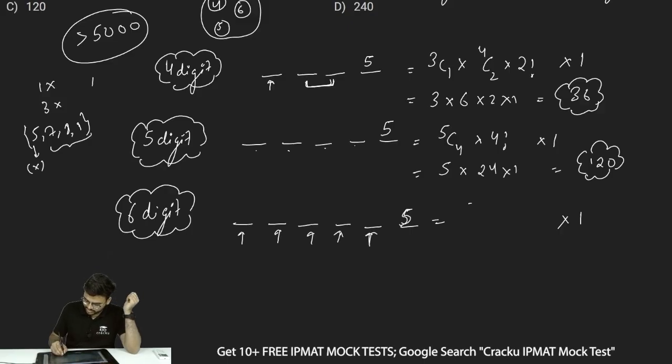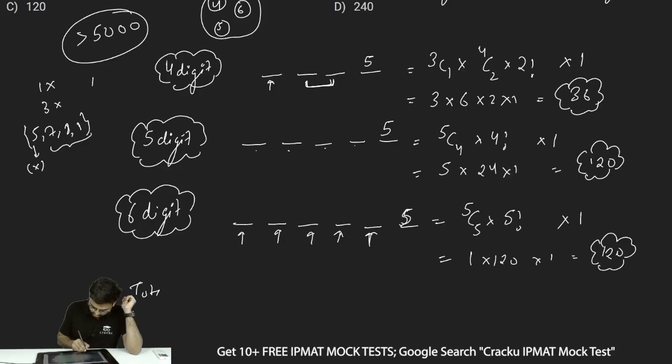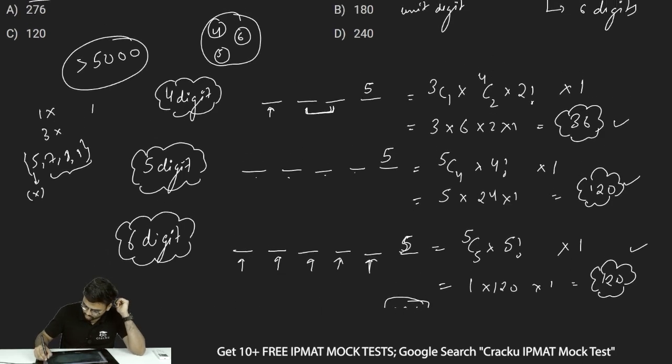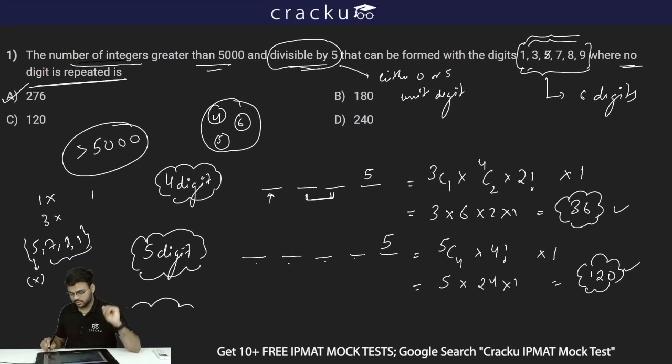So I'll select all 5, 5C5, and then I'll arrange them as well, 5C5 into 5 factorial. So this is 1 into 120 into 1, which is equal to 120. Total integers will be 36 plus 120 plus 120, which is equal to 276. Therefore option A, 276, is the correct answer.